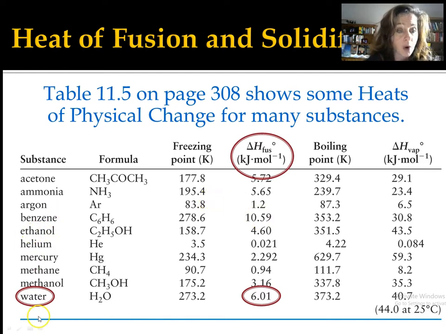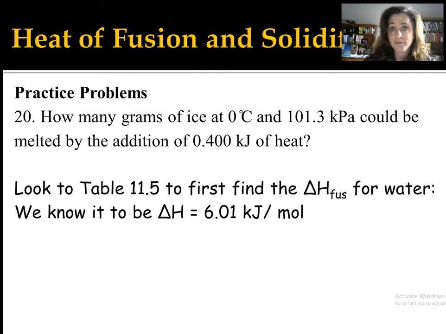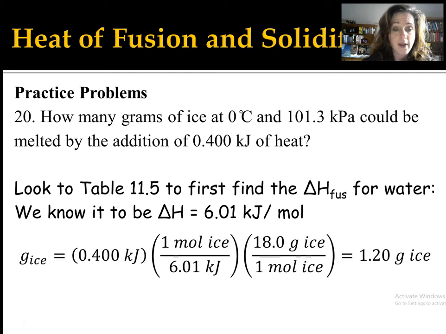If I look down here under water, in the section under the enthalpy of fusion, I see that I'm going to use the value of 6.01 kilojoules per mole. And I might write that in the margin of my problem. Okay, so we know that the delta H of fusion is 6.01 kilojoules per mole. I'm being told that I have 0.400 kilojoules of heat to burn, and I want to know how many grams of ice I can melt with that much heat. So since I see kilojoules and moles, I'm going to use the molar heat of fusion to convert into moles of ice.